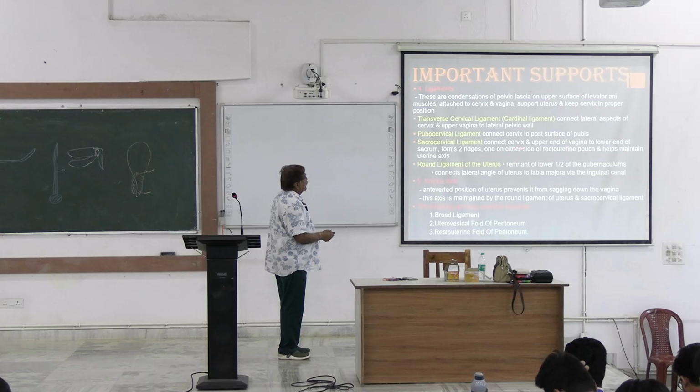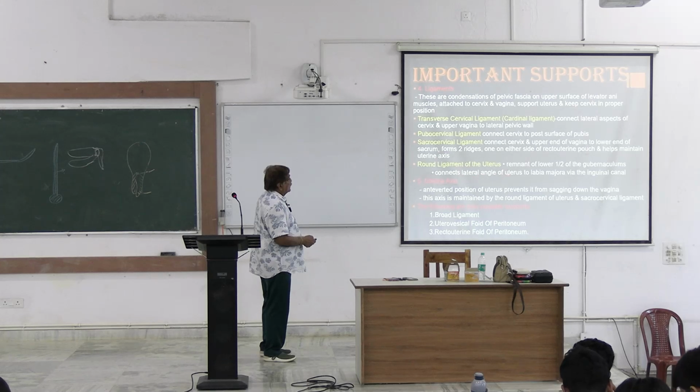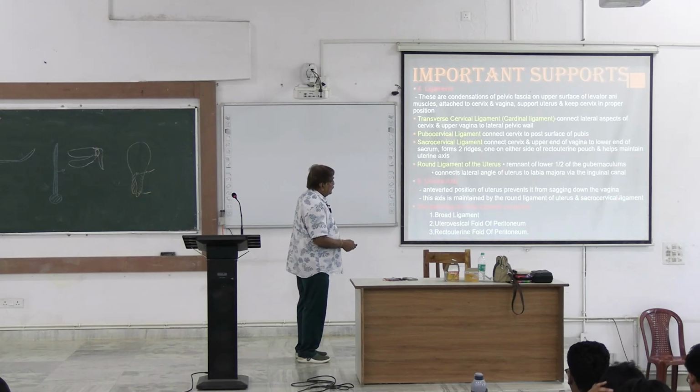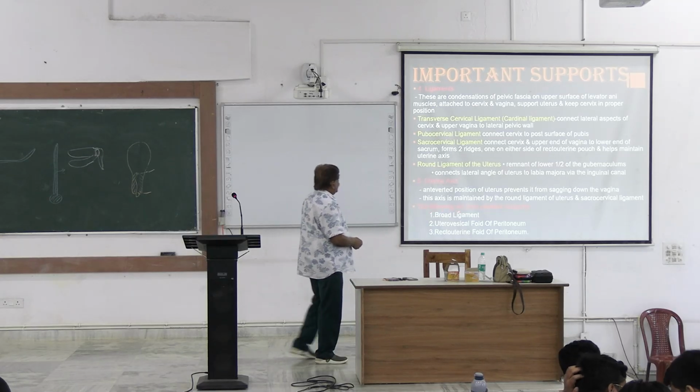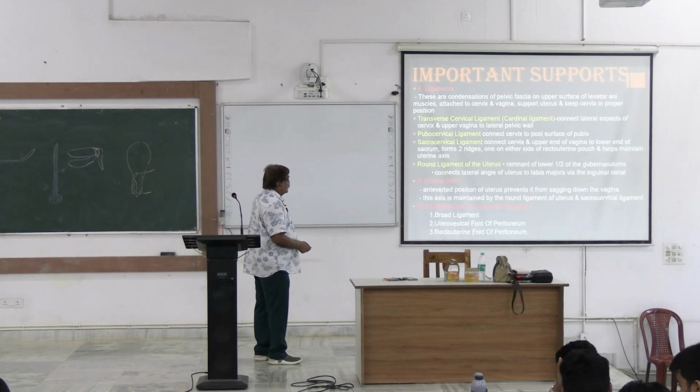Sacrocervical ligament connects cervix and upper end of the vagina to the lower end of the sacrum. It forms 2 ridges, one on either side of the recto-uterine pouch, and helps maintain uterine axis. Round ligament of the uterus, remnant of the lower half of the gubernaculum, connects lateral angle of the uterus to labia majora via the inguinal canal. Now, uterine axis: anteverted position of the uterus prevents it from sagging down the vagina. This axis is maintained by the round ligament of the uterus and sacrocervical ligament. The following are the possible supports: broad ligament, uterovesical fold of peritoneum, and recto-uterine fold of peritoneum.